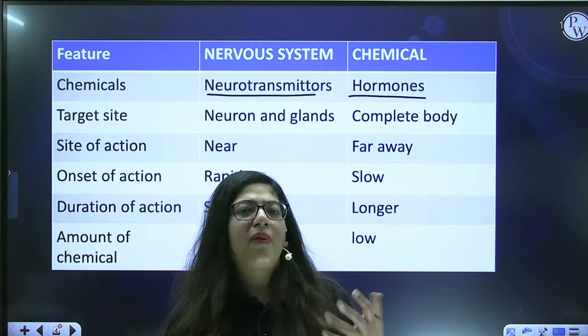And then what is a target site? Now, where do these chemicals go to perform their function or to regulate the body functions? They can stimulate the neurons and in fact the glands, like we have done in the autonomic nervous system. They can also go to the visceral organs and glands, like the heart and also the glands. But hormones can work on the complete body, even on your somatic cells, like they can function in your bones and everything, whereas the neurotransmitters' target organs are quite limited.